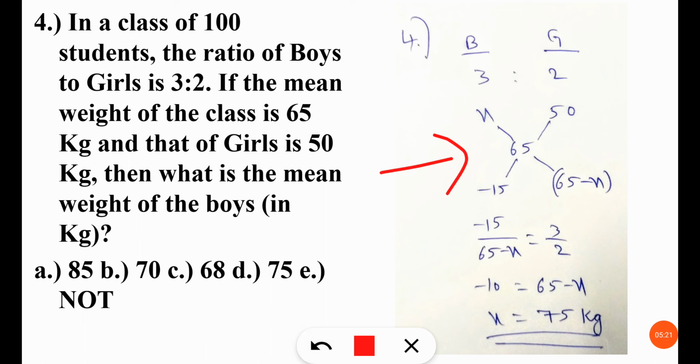We can do it through the mixtures and alligations process. 50 minus 65 equal to minus 15. 65 minus x is 65 minus x. Compared to the ratio, it is minus 15 by 65 minus x equal to 3 by 2. After all the calculations, we get x equal to 75 kg. Is this x the mean weight of boys in the class? X equal to 75, option D is the right answer.